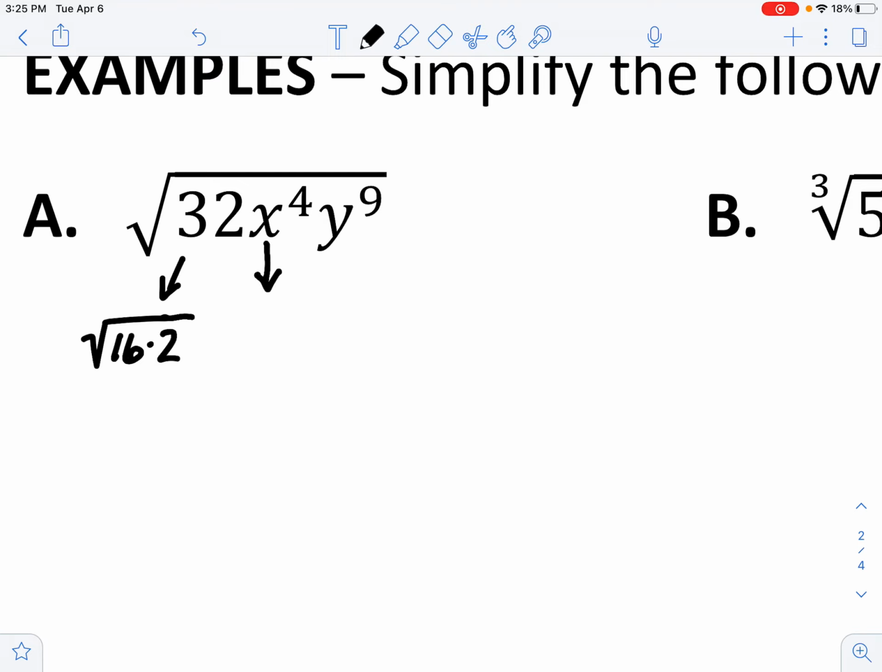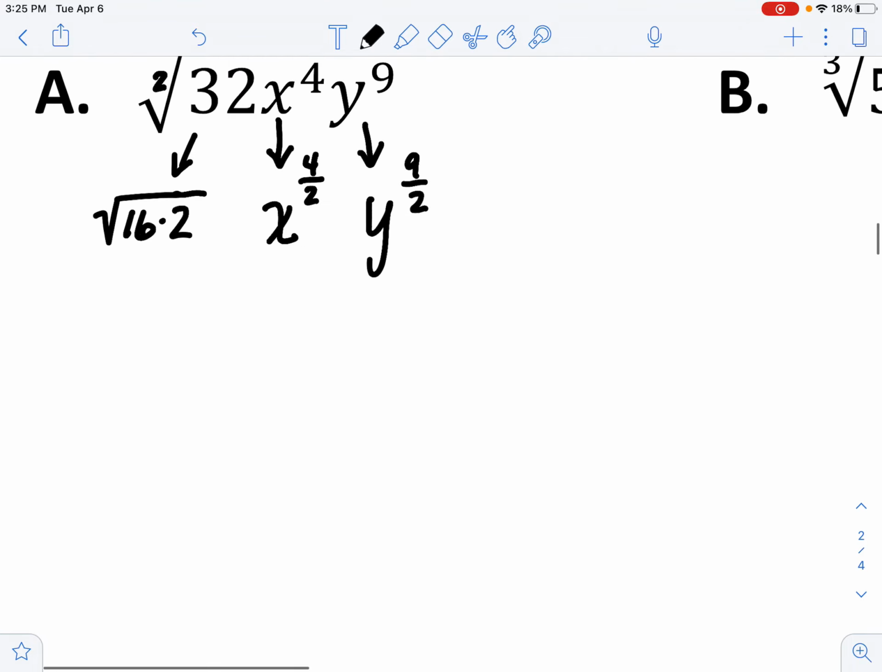Then we're going to write our variables in exponent form. This is a square root, so that means its index is 2. So when we write it in exponent form, it would be x to the 4 over 2. And then y to the 9 over 2. So now let's simplify. This is going to be square root of 16 is 4, and then the 2 has to stay in. So 4 square root of 2.